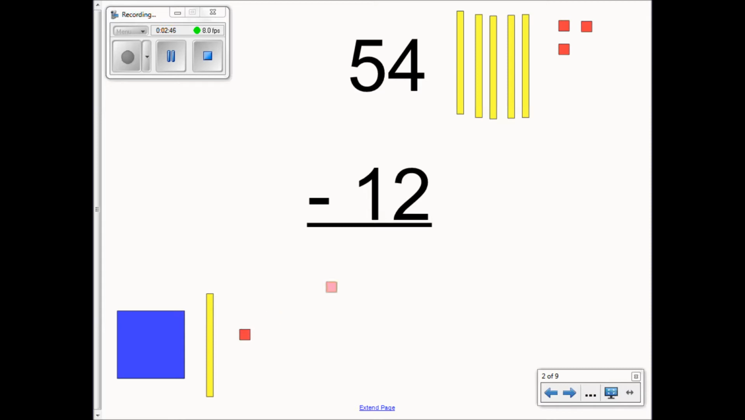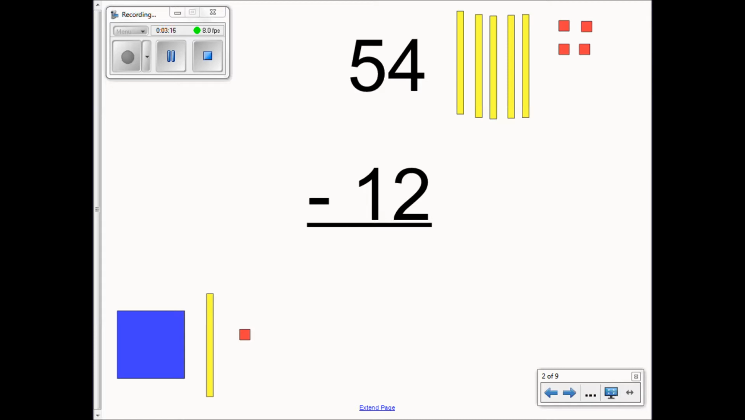Now, because the operation is to subtract, you heard me use the word operation. Operation means what are we doing? Are we adding, subtracting, multiplying, or dividing? And we are subtracting. So I don't need to go get any more base 10 blocks, because subtraction means I'm taking some away. All I need to know is I have 54 because I have 5 tens and 4 ones.